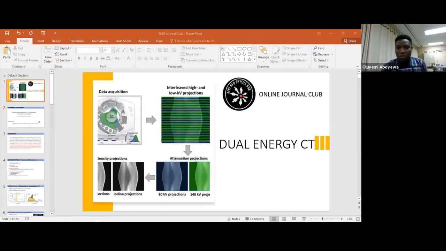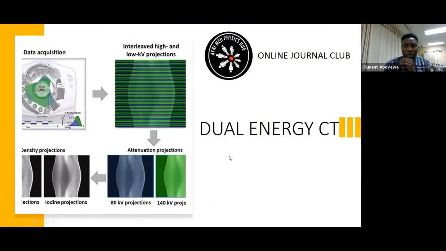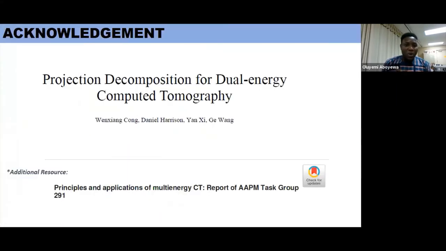So I'll go ahead and share my screen. Give me 1 second. Share screen. Okay. All right. So this is the paper we're looking at, as an acknowledgement to the author, and as supporting material, we're using the just published APM report.